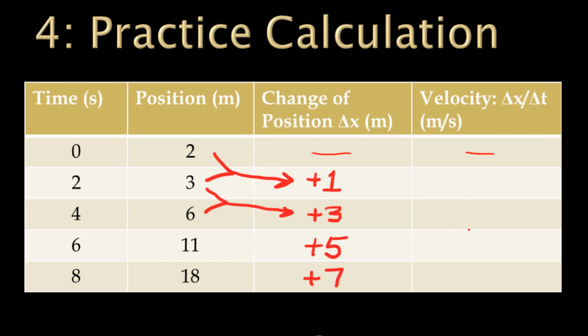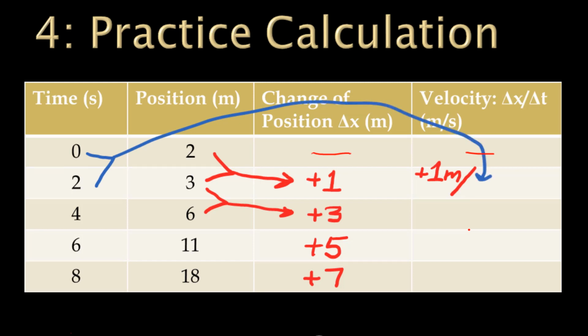Let's go and calculate our velocity from 0 to 2 seconds. Our velocity is the distance we traveled over that interval, 1 meter, divided by the time. We're going from 0 to 2 seconds. We'll transfer that information over to our calculation: 1 meter divided by 2 seconds is positive 0.5 meters per second.